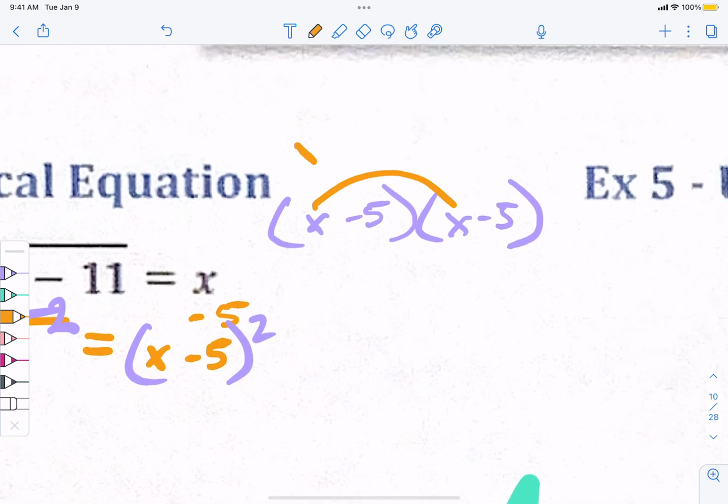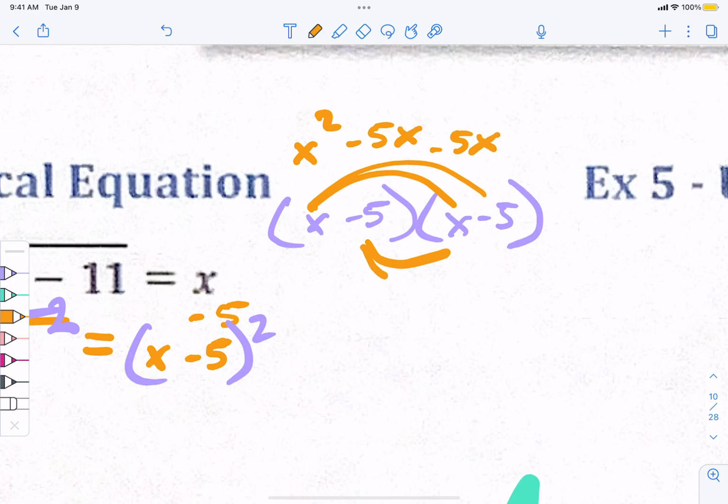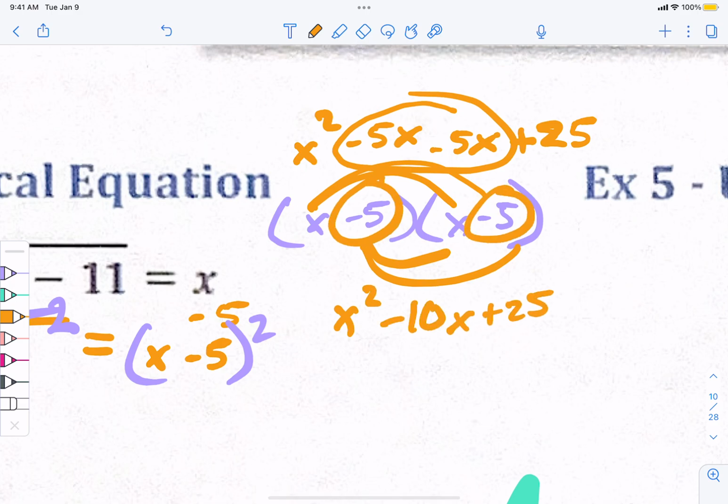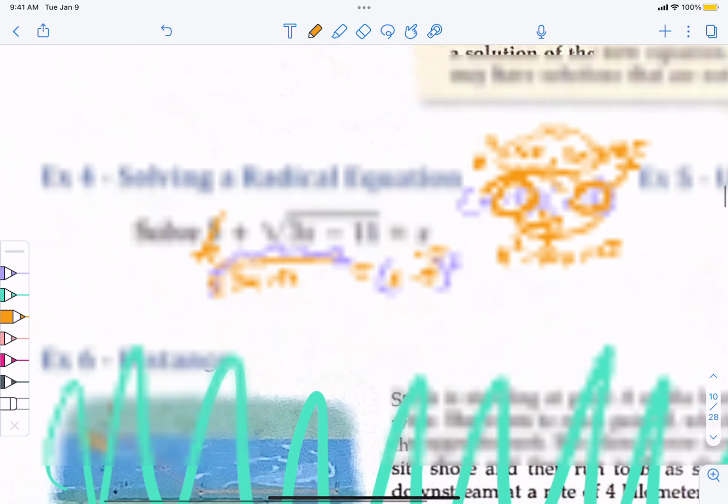X times x is x squared. X times negative 5 is minus 5x, and then we have another minus 5x, and then we have negative 5 times negative 5, which is plus 25. So if you are one of those people who can add those 2 middle pieces together, go for it. That's really good. X squared minus 10x plus 25. It's basically like saying negative 5 times negative 5 gives me this number, but negative 5 minus 5 will give me this number. Kind of like the reverse factoring, right? Okay, so that's what we're going to have on the right side.